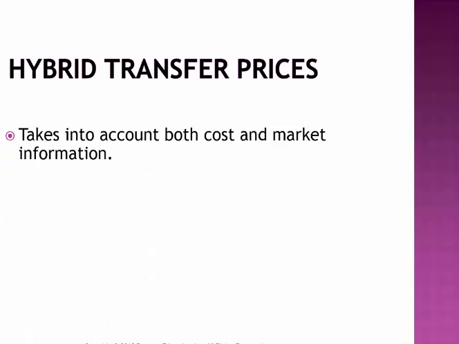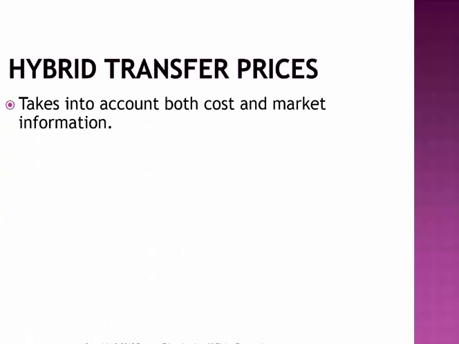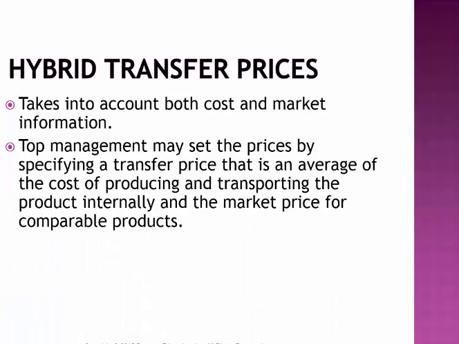And then lastly, with our hybrid transfer prices, again, we're going to take into account both cost information internally, but also things about what is going on out in the market related to prices, quality, and other aspects that maybe are different with our competitors. Top management may set the prices by specifying a transfer price that is an average of the cost of producing and transporting the product internally and the market price for comparable products.